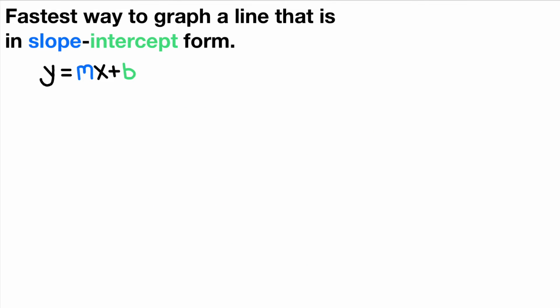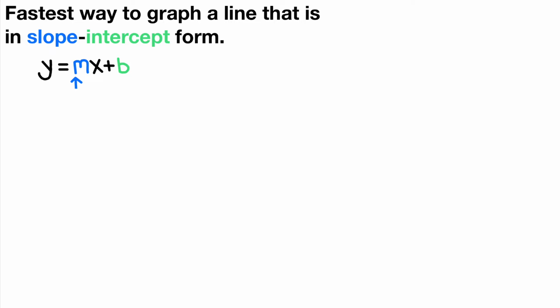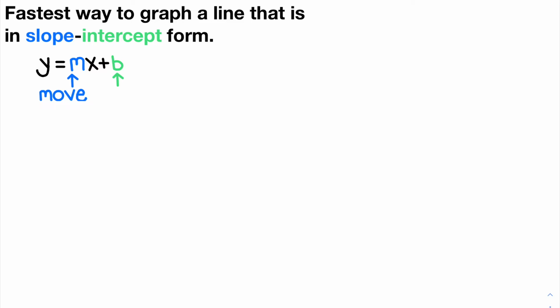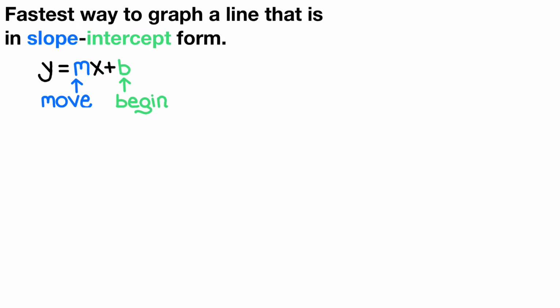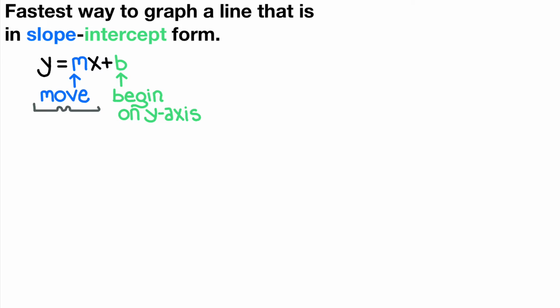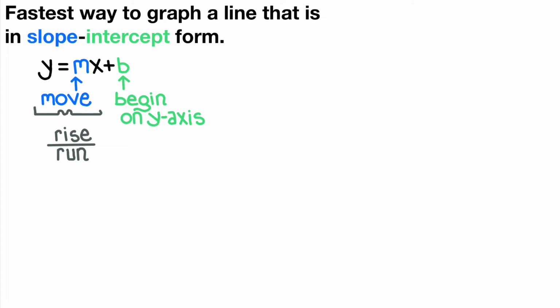The quickest way to graph a line that's in y equals mx plus b form is to think of the m as how you move and the b as where you begin. You're beginning specifically on the y-axis because the b is the y-intercept, and we'll use the m to move using rise over run because the m is your slope.